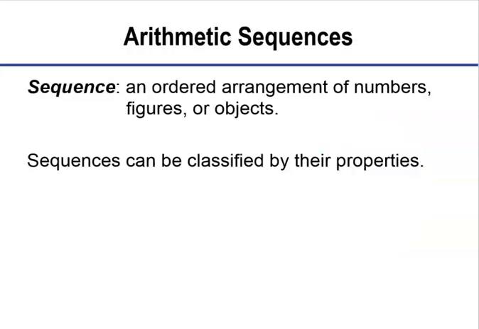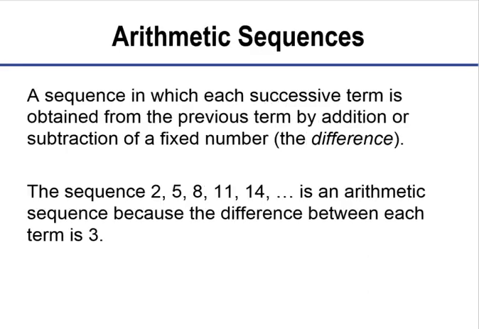So we wanted to find an arithmetic sequence. So a sequence is an ordered arrangement of numbers, figures, or objects. You just put commas between them. Sequences can be classified by their properties. So if they have certain properties, it'll make it a certain type of sequence. So we want to talk about an arithmetic sequence. We haven't gotten there yet.